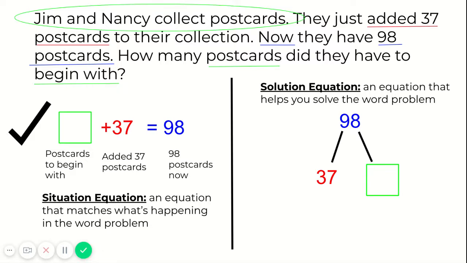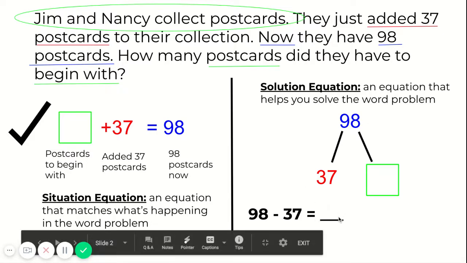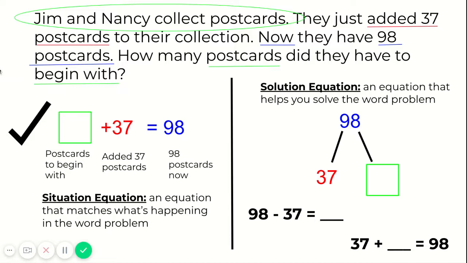Looking at this math mountain, there are two different solution equations I might choose to use to solve. I might decide I want to subtract, starting with the total, 98, and subtract 37 to find the unknown. Or I might decide that I want to solve for the missing addend by adding on and use the solution equation 37 plus something equals 98. And for that, I could use one of my adding on strategies like an open number line.